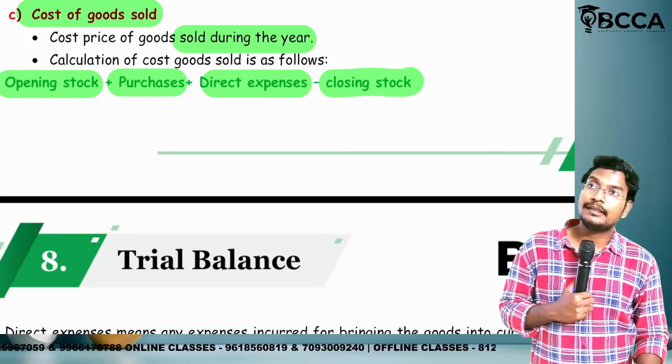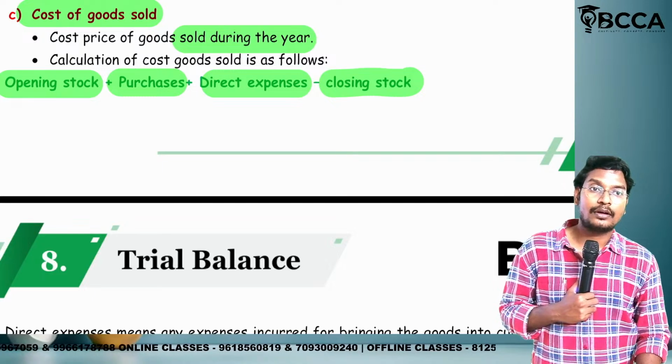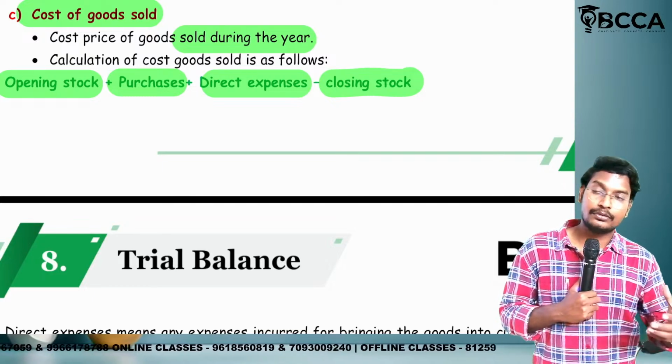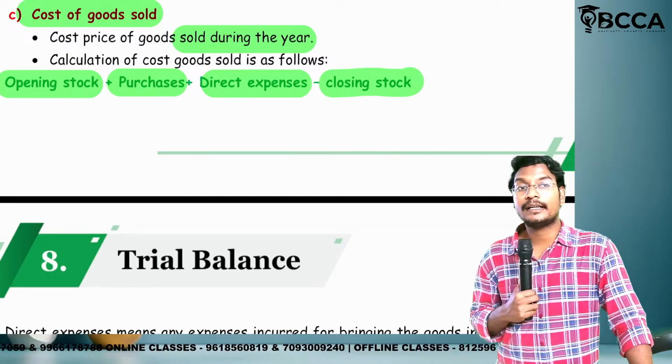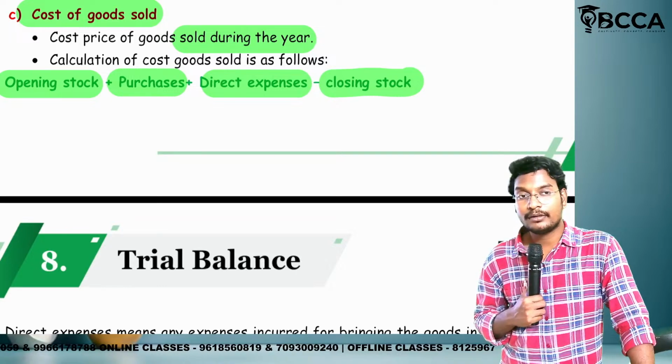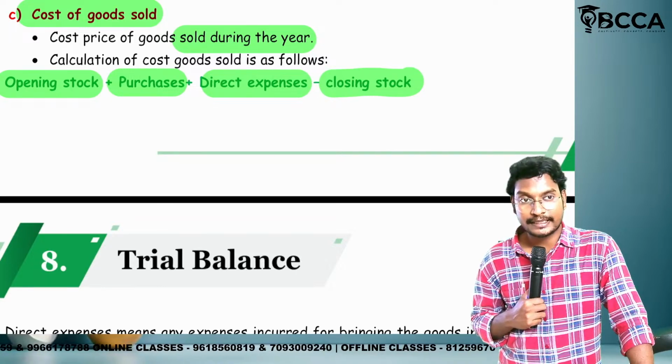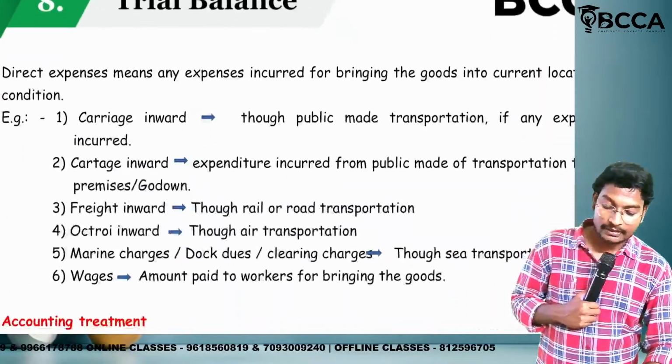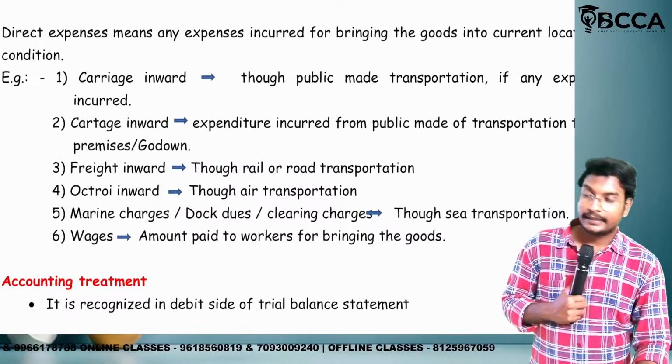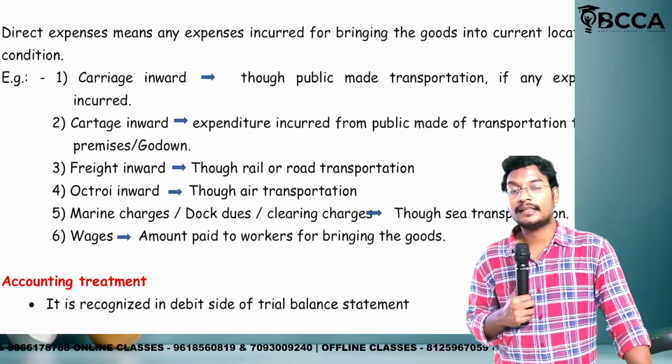Previously also you said cost of goods sold, sir, but there we have not added the direct expenses. Now why have we not added it there, sir? Here we are adding it, and we will get clarity. What is the meaning of direct expenses, sir? Direct expenses means any expenditure incurred.